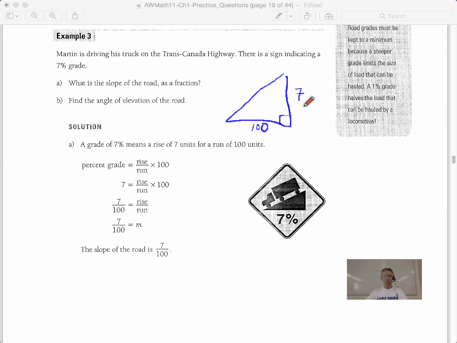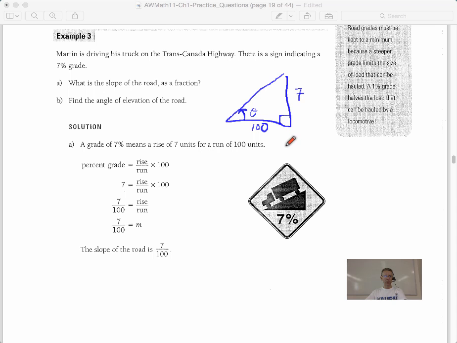They want the slope of the road. What is the slope? So what's the rise over the run? So simply 7 over 100. If we're told it's 7%, that's the answer. It's rise over run, 7%. Now find the angle of elevation. Now that means from the ground up to the part that's sloping, in other words up to the hypotenuse here. What's this angle? We'll call it theta, as they usually do.